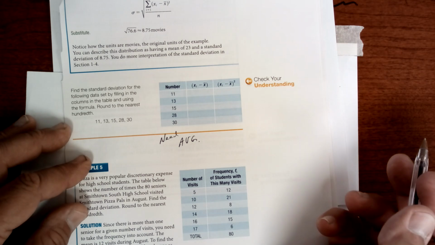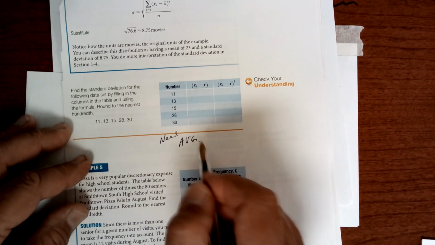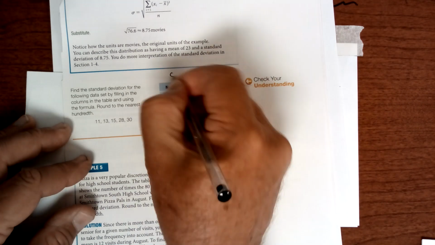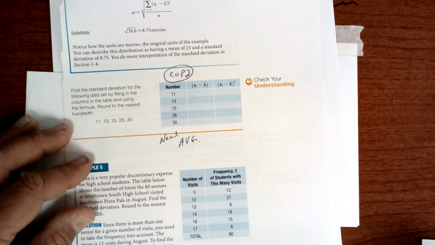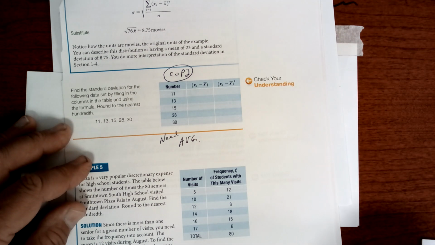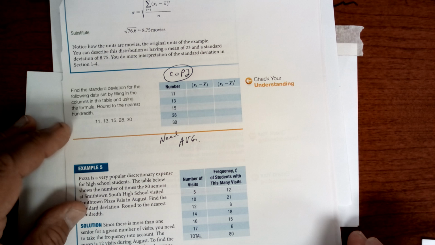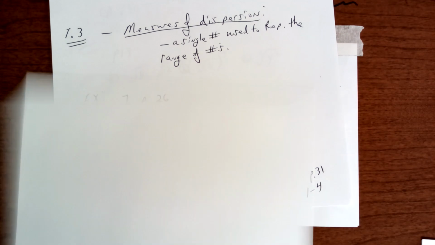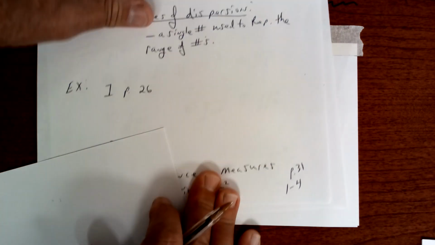And then we're going to subtract. We're going to work this one together in class. So copy this down. And we're going to do variance and standard deviation. Okay? Today's work is going to be 1 through 4. Right here.